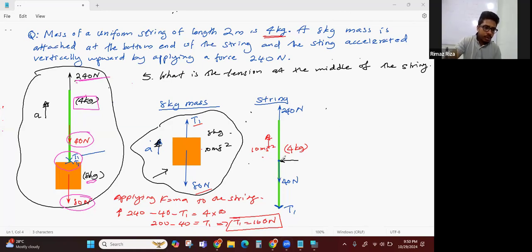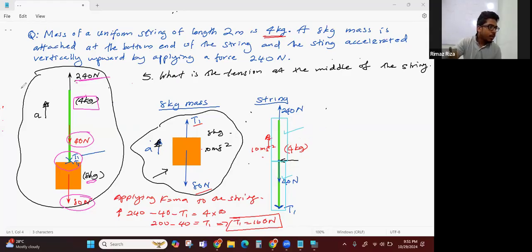Okay, so for this, what we can do is now here, if I consider the entire string, I won't be able to find the tension. So therefore, what I have to do is I have to consider either the top half of the string or the bottom half of the string. Either this part or the other part. So this question also I will do by considering both parts. First I will do with this, and then second I will do with this, right? But if in a question, considering only one part is enough.